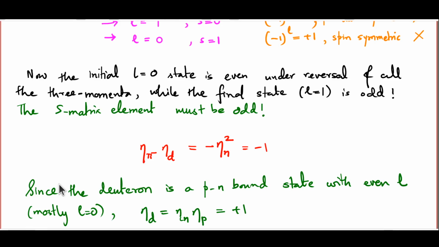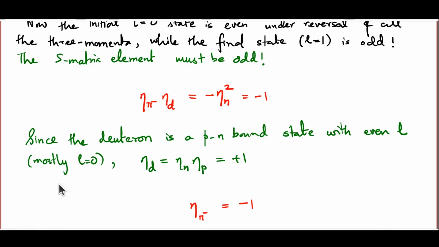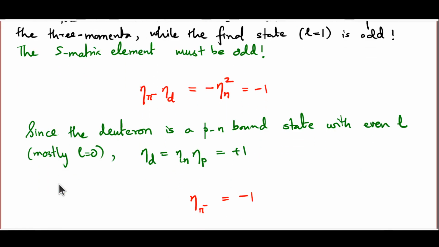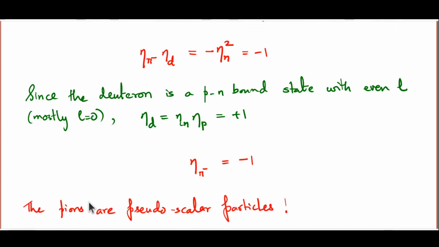And so eta for the deuteron is plus 1. And this immediately tells us that eta for the pi minus is minus 1. So using parity conservation and experimentally observed reactions, we managed to conclude that the pions are pseudo-scalar particles. Now this actually has far-reaching experimental consequences, and you can make rather important predictions based on them.